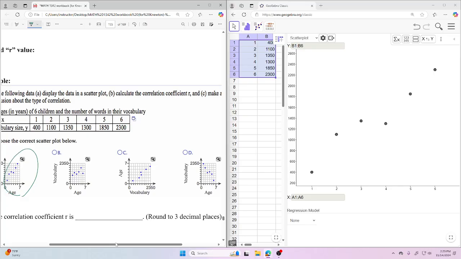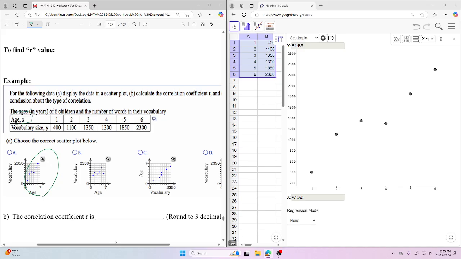And you can notice there's a few things here. Age is on the bottom as your X values. And that's what we have down here, right? You can see the 1, 2, 3, 4, 5, 6. This is always going to 7. Make sense so far?